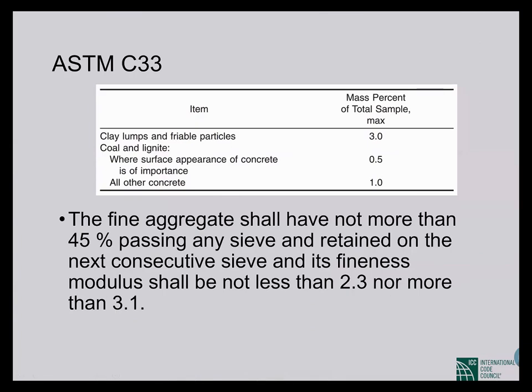Now let's talk a little about ASTM C33. For fine aggregates, these conditions are there: the deleterious materials should not exceed these limits. Clay lumps and friable particles should not exceed 3% of the volume. Coal and lignite, where surface appearance of concrete is of importance, should not exceed 0.5%. For all other concrete, 1%. In very few cases do we actually do the tests to check if the deleterious materials exceed these percentages, but for important structures, we should.